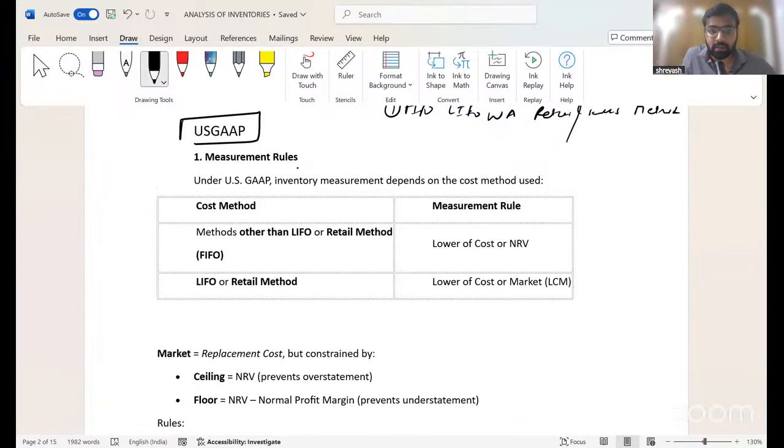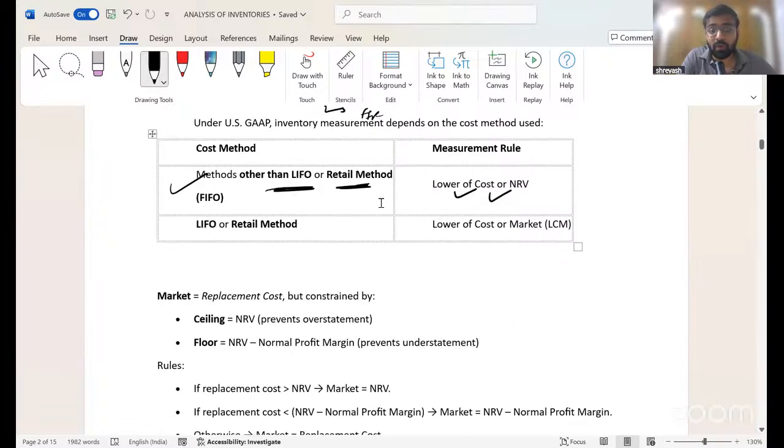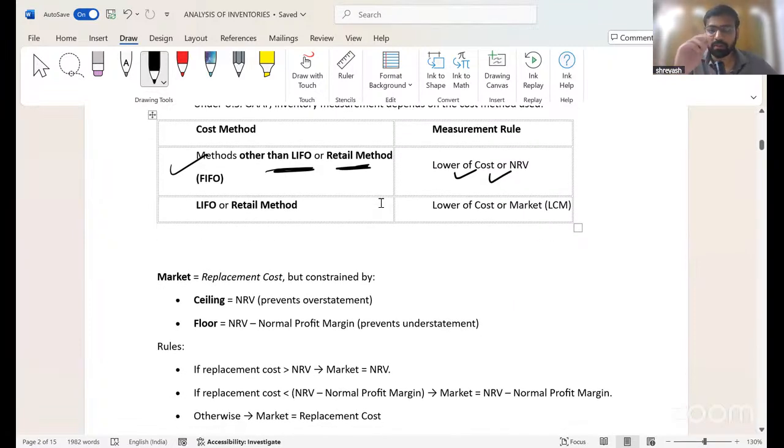Sir, the first bifurcation is whether you are following LIFO or retail method, and the other bifurcation is methods other than LIFO or retail method, which is your FIFO, weighted average, etc. So, sir, for methods other than LIFO or retail method, the measurement rule remains the same as IFRS, which is lower of cost or NRV. So when you talk about FIFO or weighted average method, in case of US GAAP, the inventory valuation remains the same, lower of cost or NRV. But in case of LIFO or retail method, they have complicated things a little for you guys.